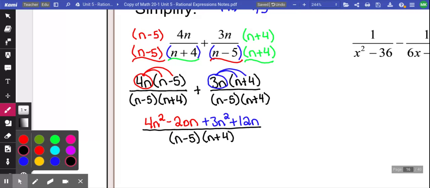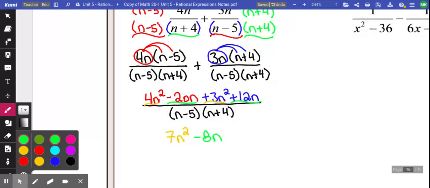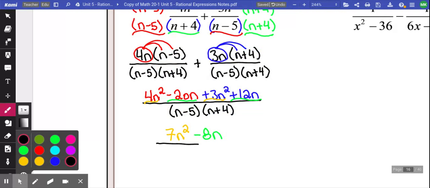Like terms with these n squares right here. So I have a 4n squared and a 3n squared, which combine to be 7n squared. And the negative 20n plus 12n is minus 8n, divided by n minus 5, n plus 4.